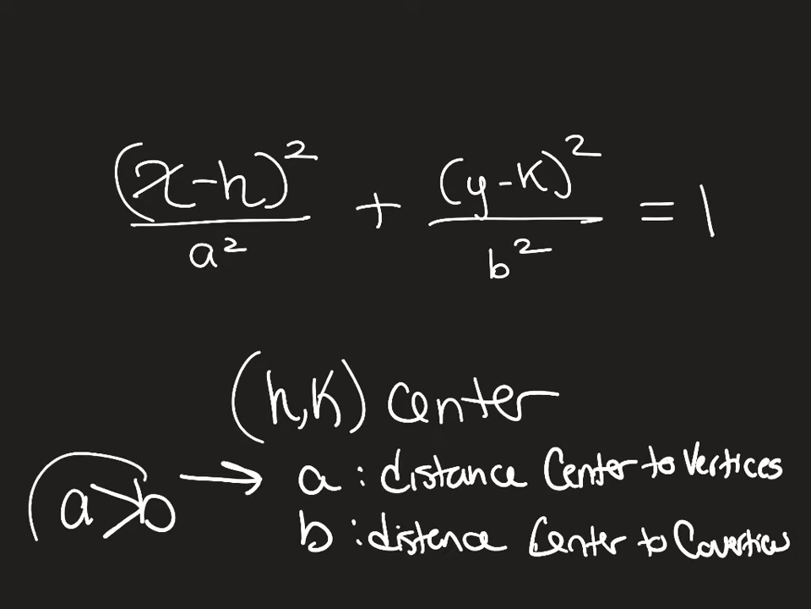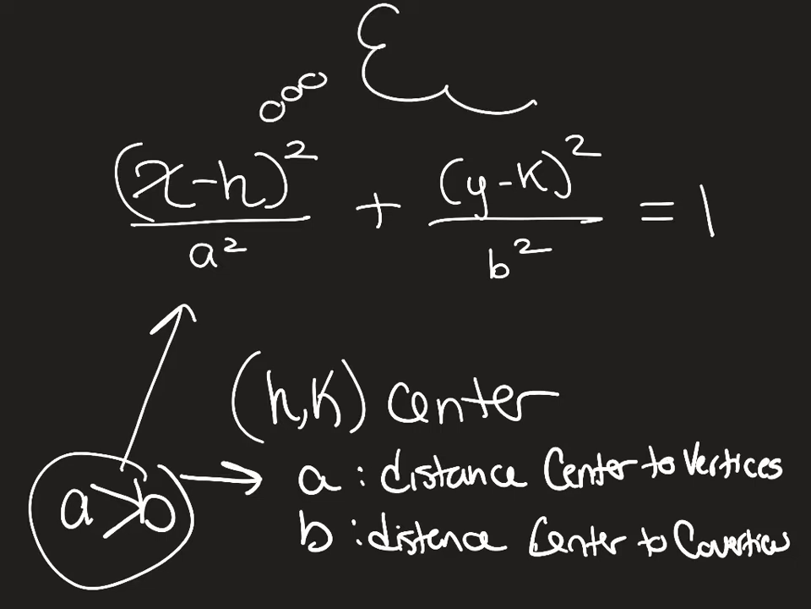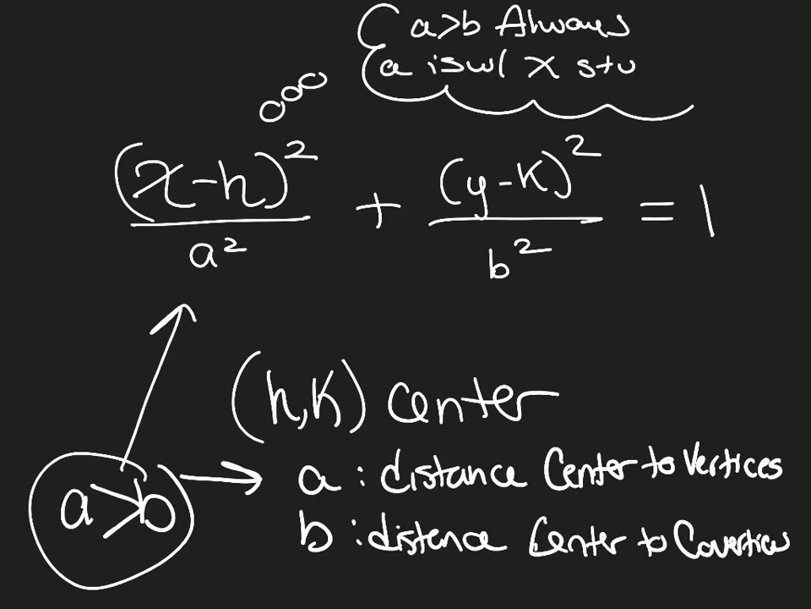And because of this fact right here, wherever the A is, it tells you which way it goes. So right here, A is bigger than B always. A is with X stuff. And this little symbol means therefore. This is a sideways ellipse, or side to side, a horizontal, because the big thing is with the X stuff.